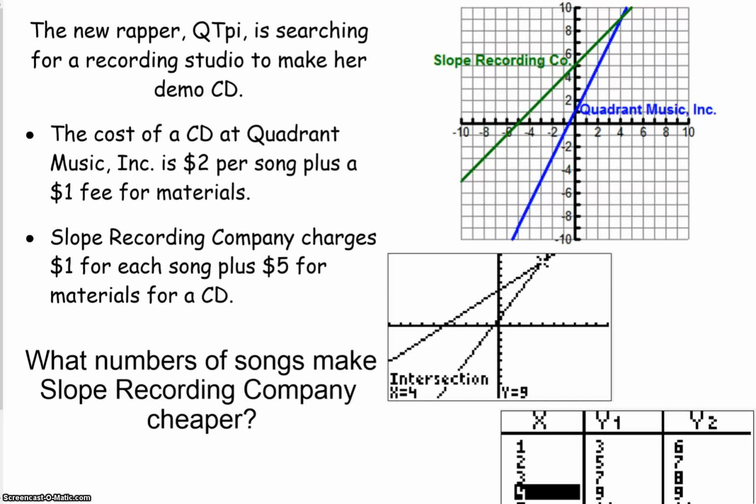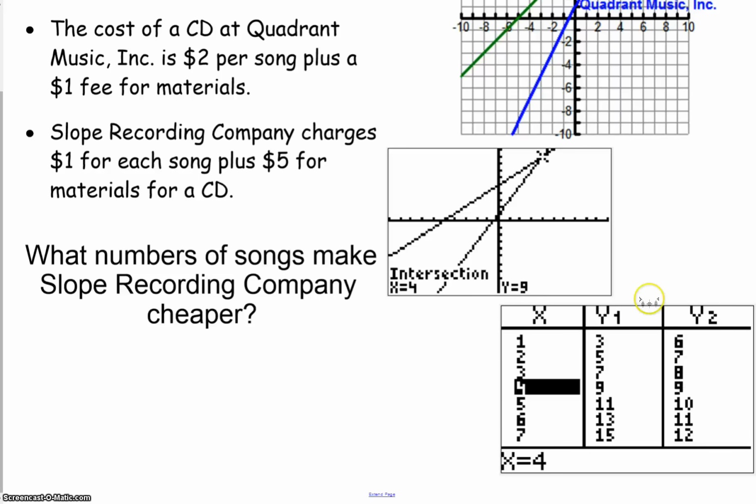Number 5, it says what number will Slope be the cheapest? So now you're looking for Slope to have the less than. And if you look at your table, the answer is right here. So your answer is it's going to be greater than 4 songs. Slope would be cheaper if you bought 5, 6, 7, and continuing all the way down.